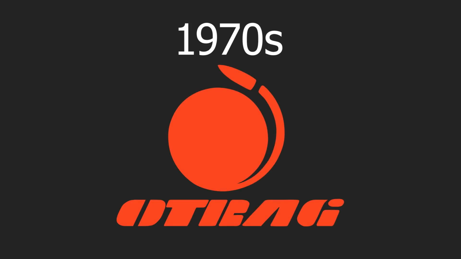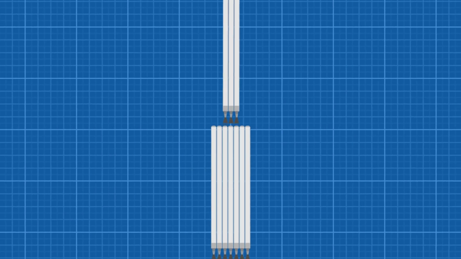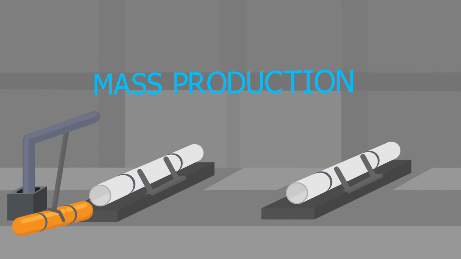In the 1970s, the German company OTRAG started development of the OTRAG rocket. The concept of the rocket was different from other rockets at the time. The concept was that the company would mass produce the individual tanks of the rocket and then combine them. The idea was that the mass production of identical tanks would bring the price down significantly.